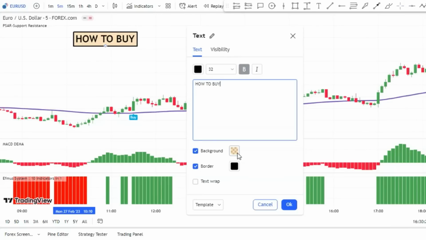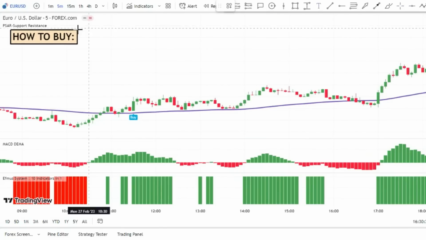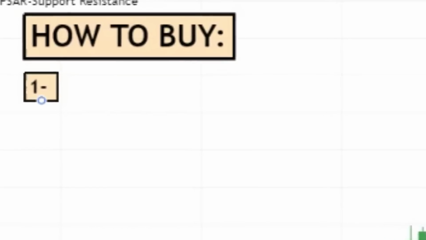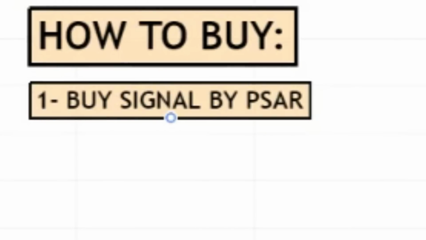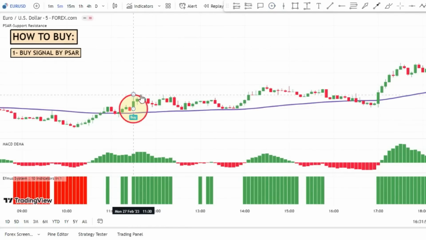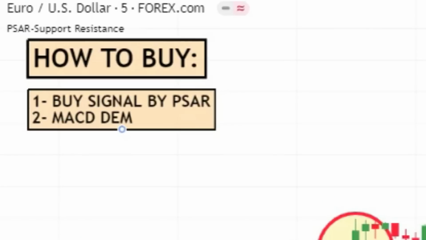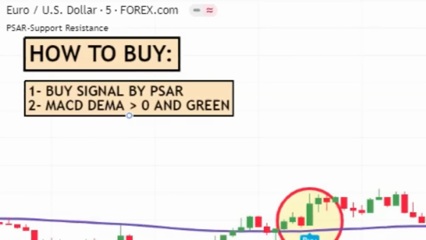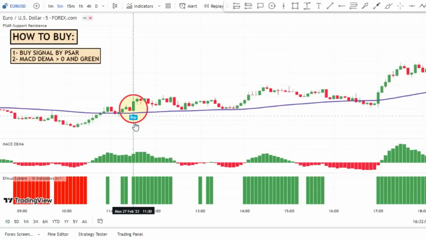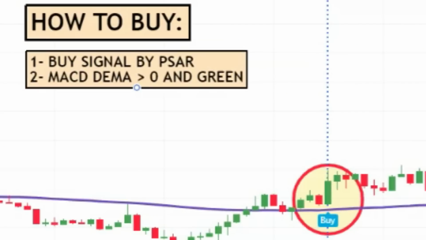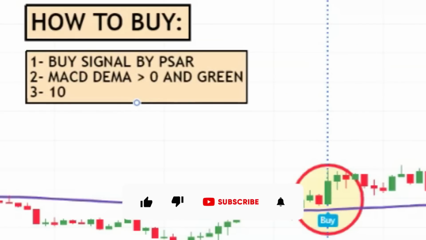To enter a buy trade, a buy signal must first be issued by the PSAR support and resistance indicator. In the next step, the signal should be confirmed by the MACD DEMA indicator, which means that the histogram of this indicator should be above 0 and green. In the third step, the signal should be confirmed by 10 indicators in one, which means that the corresponding column of the signal candle should be green.